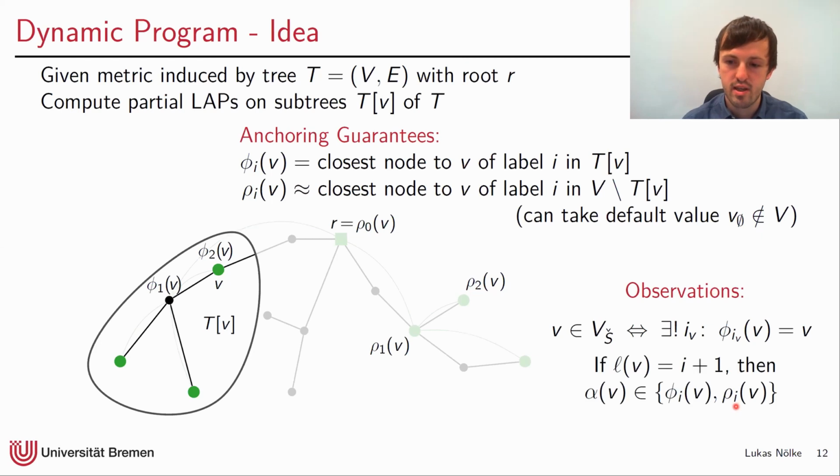And since the anchoring guarantees represent closest nodes to V of the given label, either inside or outside of the subtree, if the label of V is i plus 1, then it should be anchored to either the inner or the outer anchoring guarantee of label i. And this is then what our dynamic program is based on.